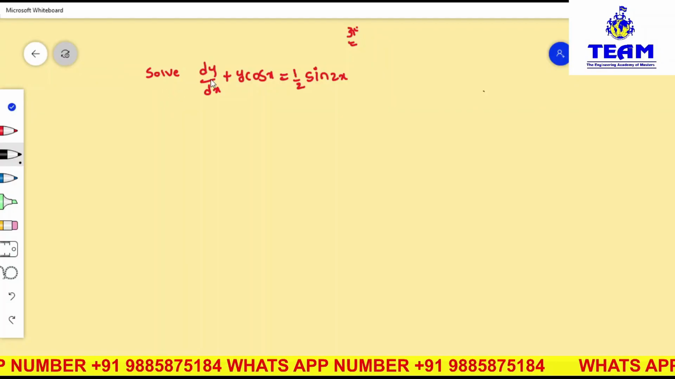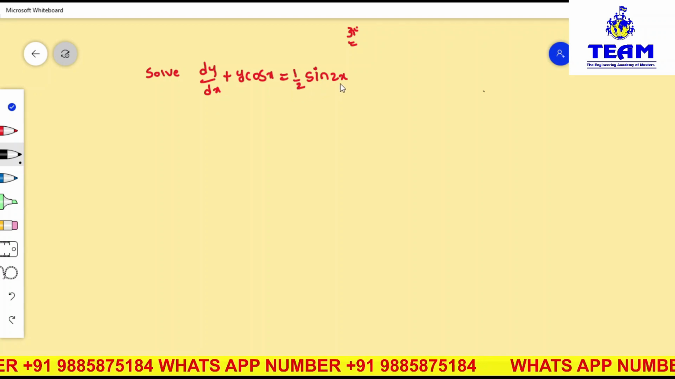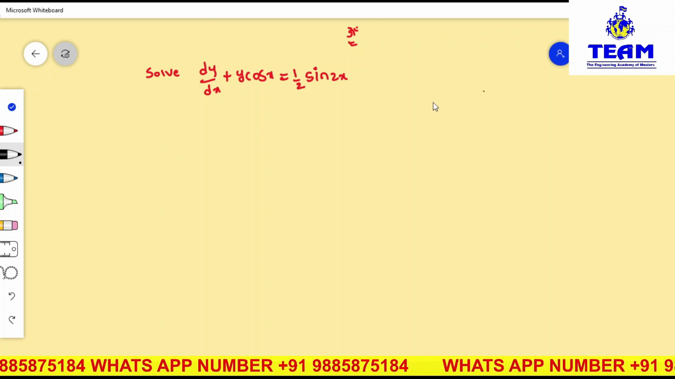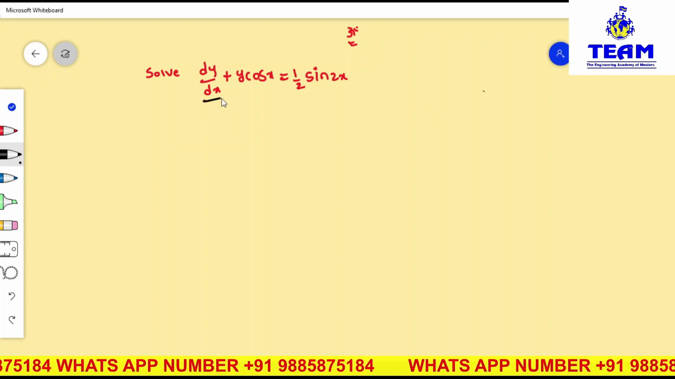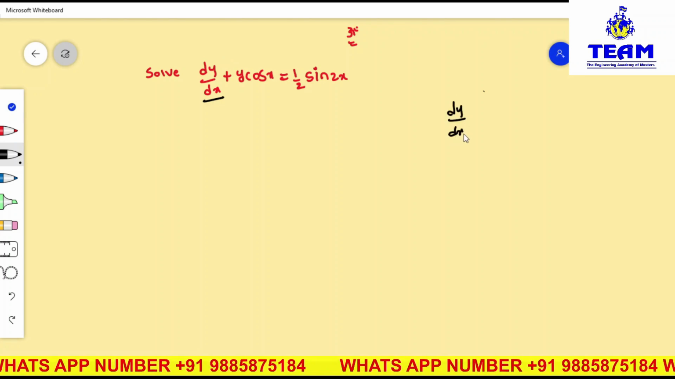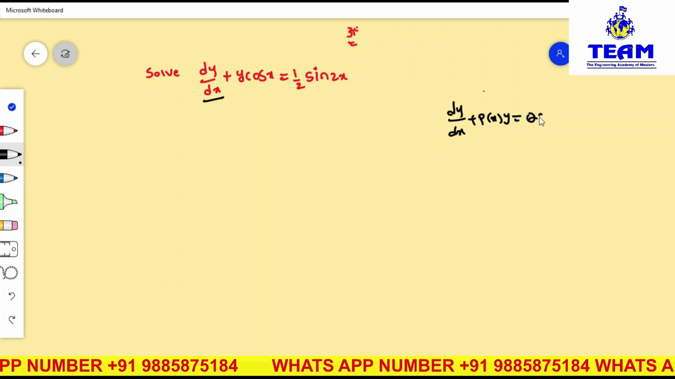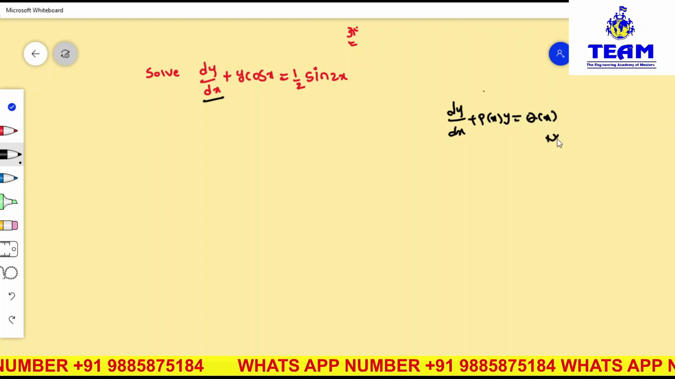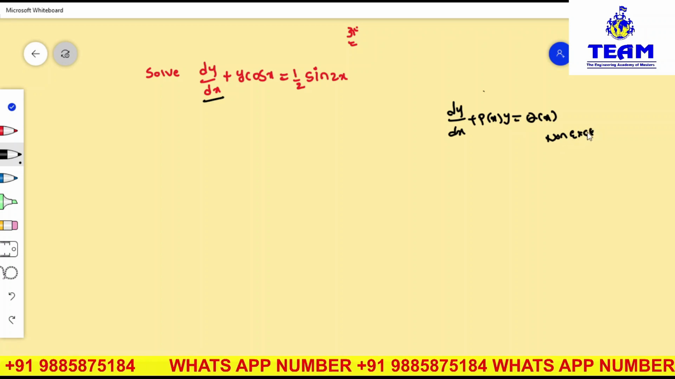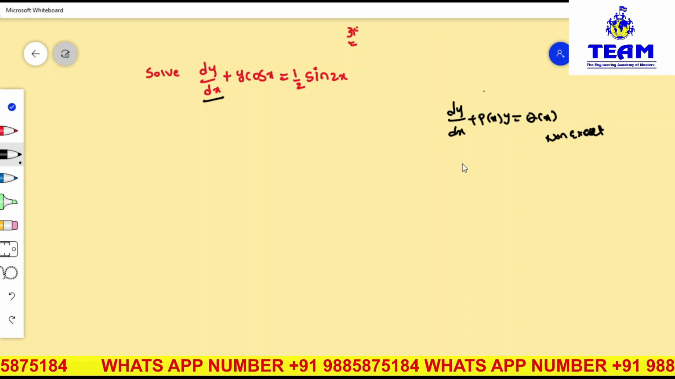The given problem is: solve dy by dx plus y into cos x is equal to 1 by 2 times sin 2x. By observation, we can say the given problem is in the standard form of a linear differential equation of first order and first degree, that is dy by dx plus p of x into y is equal to q of x. We know that this is a non-exact differential equation.